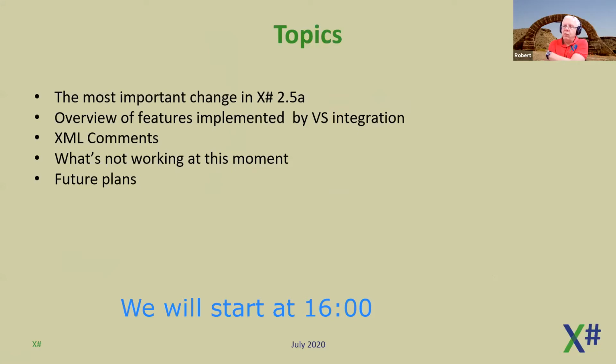As you can see, the first one is the biggest change we did in X# 2.5a with regard to Visual Studio. Since there's also sometimes some misconception about what's supposed to be part of our VS integration, and especially the often abused Intellisense, I want to give you an overview of what we've done. Each of these things that people call Intellisense has its own name, and I would like to show them with the proper names so we all know what we're talking about.